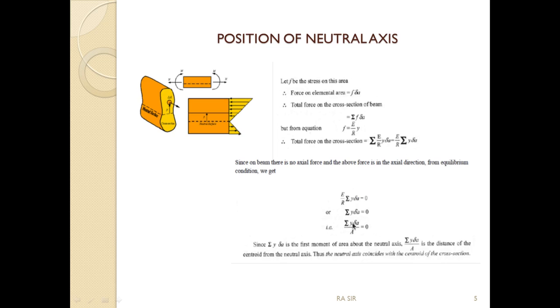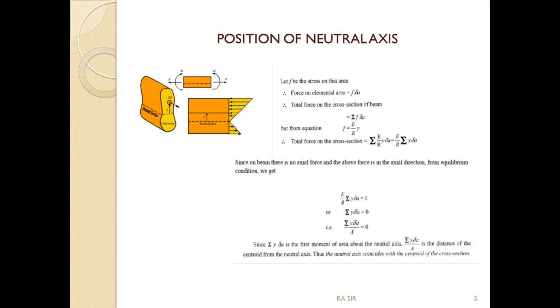So if we rewrite the equation like this, summation of ydA by A is equal to 0. This is the distance of the centroid from the neutral axis, and this shows that the neutral axis coincides with the centroidal axis of the cross section. So this proves that the neutral axis is present at the center of the beam, right?